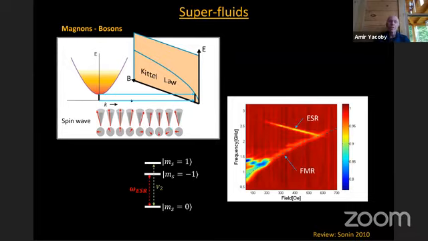So the fact that we see a signal at the ferromagnetic resonance means that we're generating magnons at one frequency, they're thermalizing to produce magnons at the frequency that we can detect them, and that's what we're picking up.